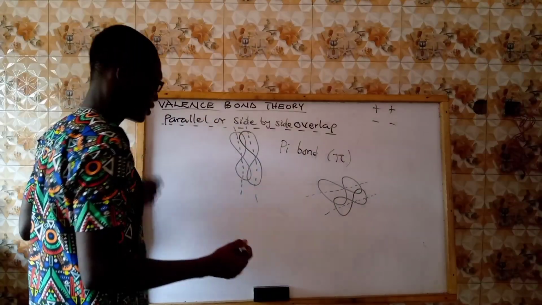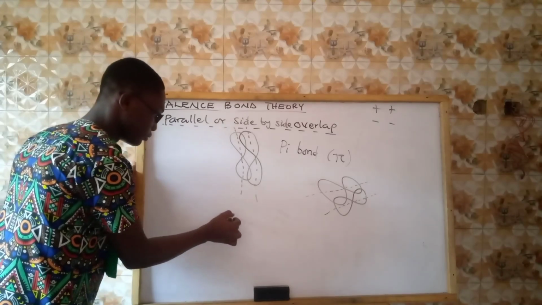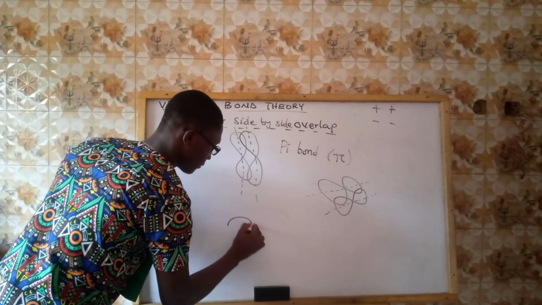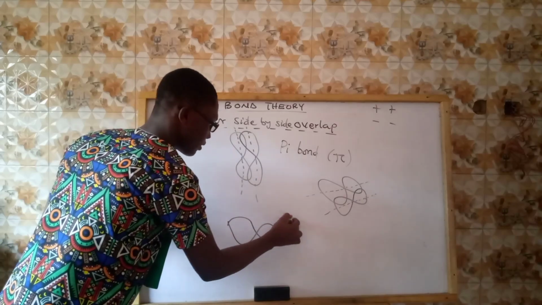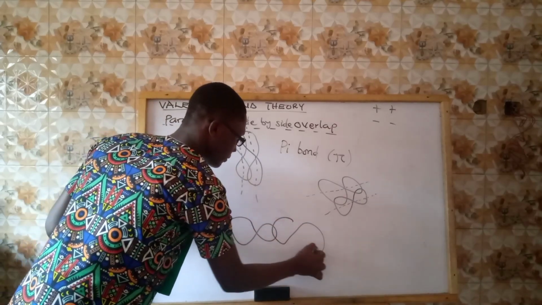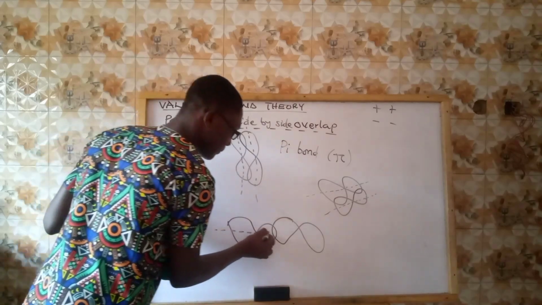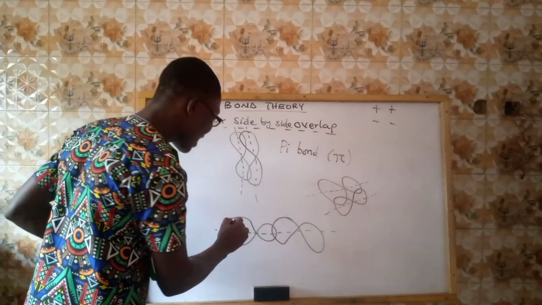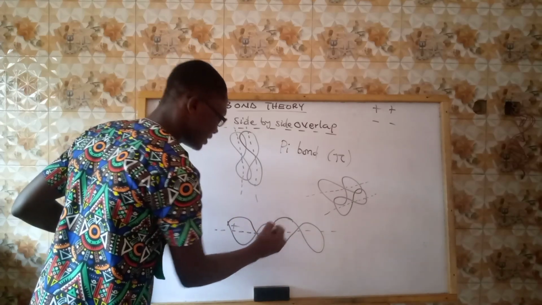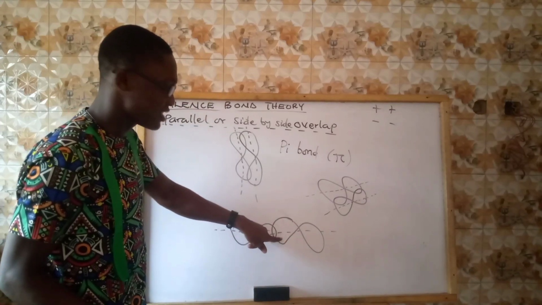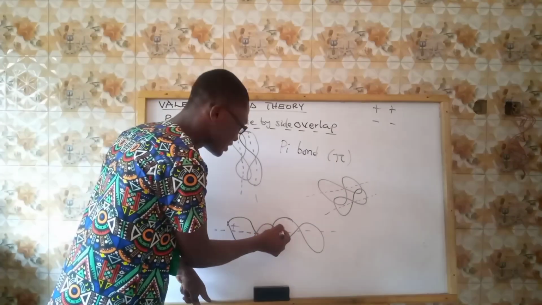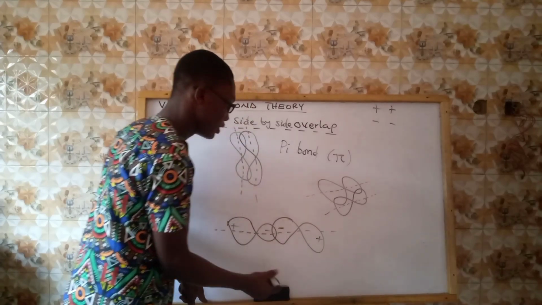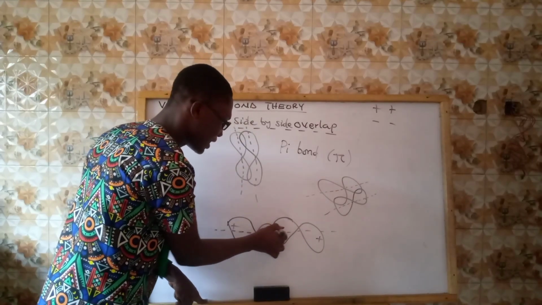So let's take the first one for instance, the head-on. So we have this one, this, and this one. They overlap head-on on the same axis. So we have positive, negative. The orbitals that are overlapping must have the same sign. So if here is negative, here should be negative, and then here should be positive. So here, they must have the same sign.